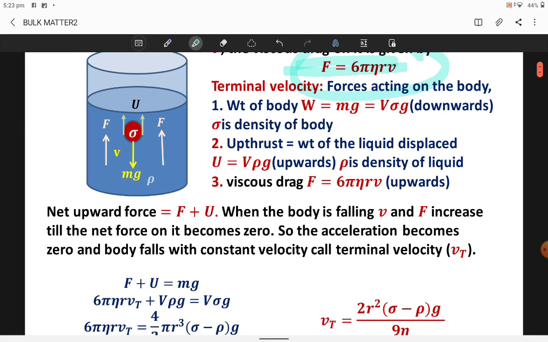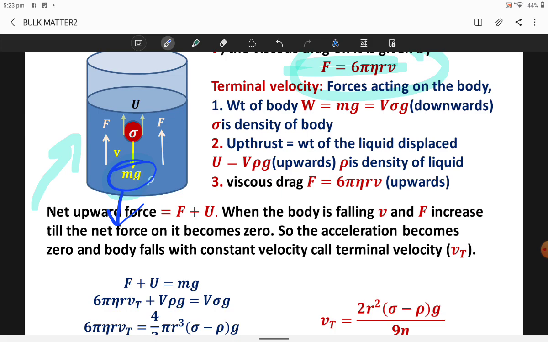Here you are watching that there is a container, and we have to assume that the container is of infinite depth. Okay, so a ball, somewhat heavier, is moving downward. What are the forces acting on this ball? The first one is the weight mg. This weight is always acting downward, because weight is the force with which the body is attracted towards the center of the earth.